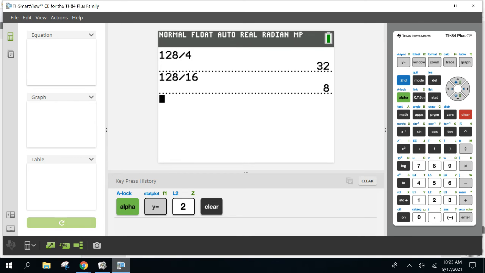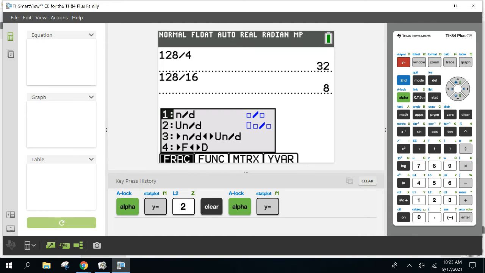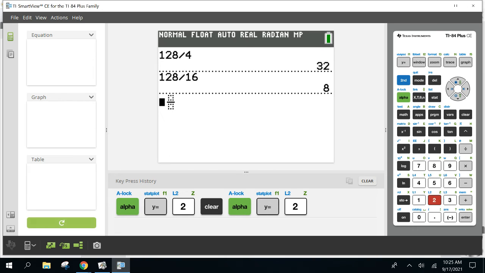Same place you go to get the fraction template, alpha y equals, but instead of choosing number 1, now you can choose number 2. Okay? Instead of choosing number 1, now you can choose number 2 and plug it in.